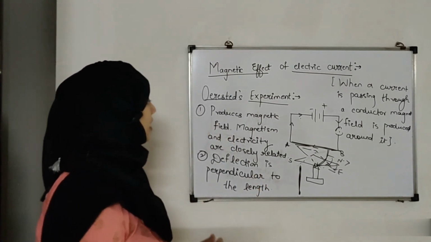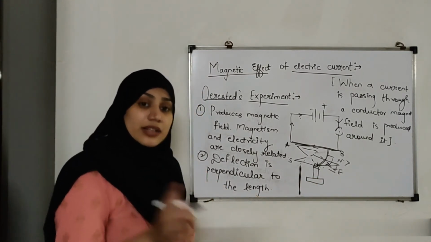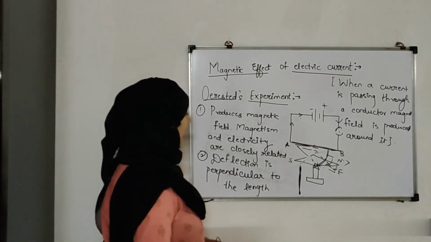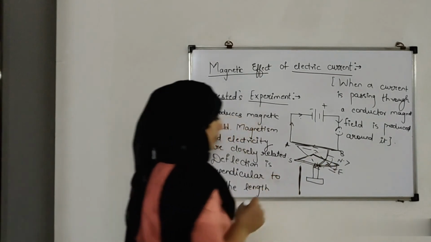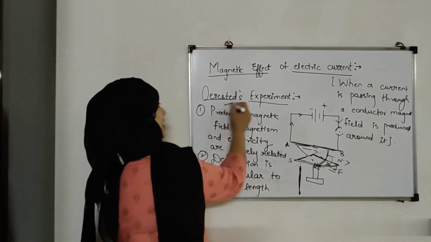One more thing we can conclude: if I keep on moving my magnet, an electric current is produced. I can even conclude that if I move my magnet, an electric current is produced. So these are the things we can conclude from Oersted's experiment.